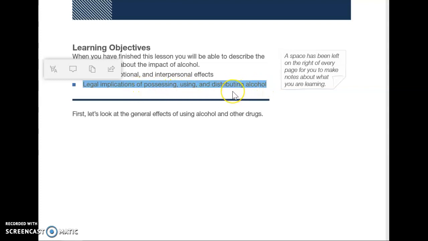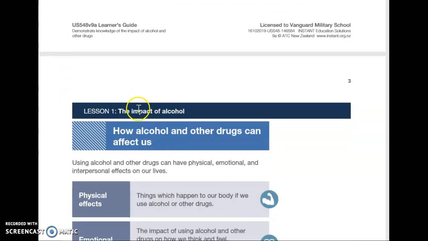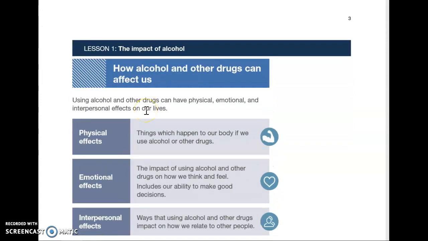Now, you're probably, you're not silly, you know that having alcohol underage is illegal, and that there are issues around that, legal issues, but we'll look at those in more detail, and it's really important for your assessment that you understand what these things are. So we're going to look at the general effects first. So if we go down here, I want you to find this page.